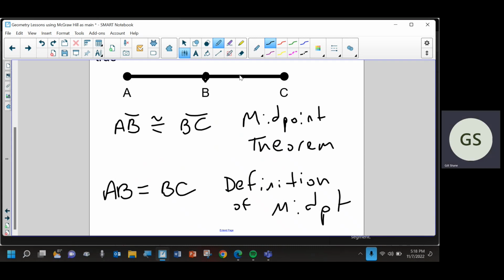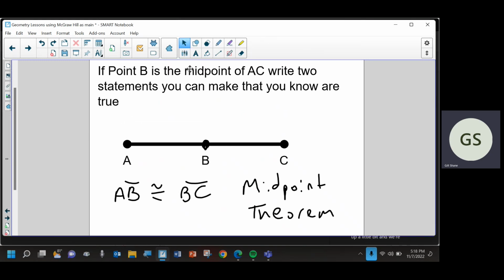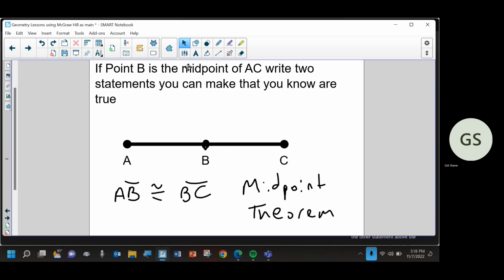So that's not the two statements. I'm considering that one statement. The second statement you could write, again, I asked for two statements. And tell you what, I'm going to move the line up a little bit, and we're going to do the other statement above the line.